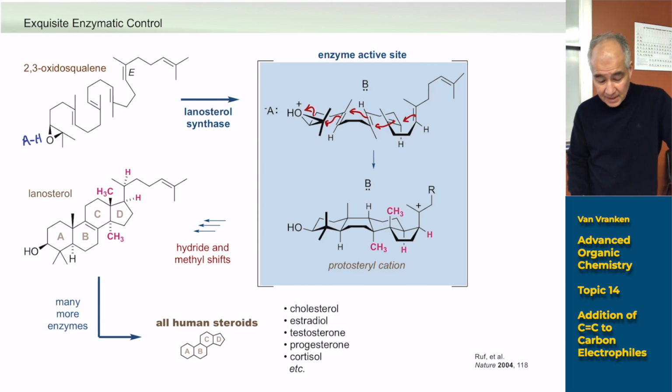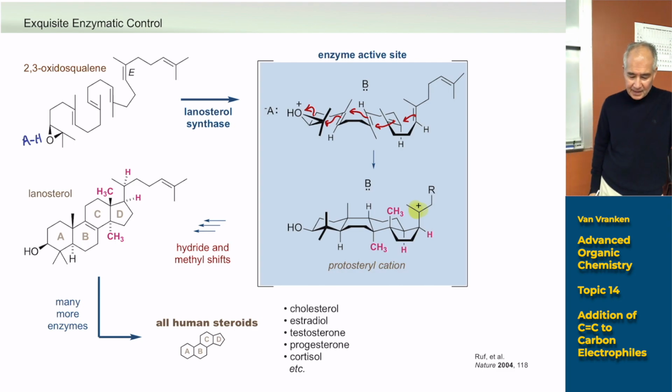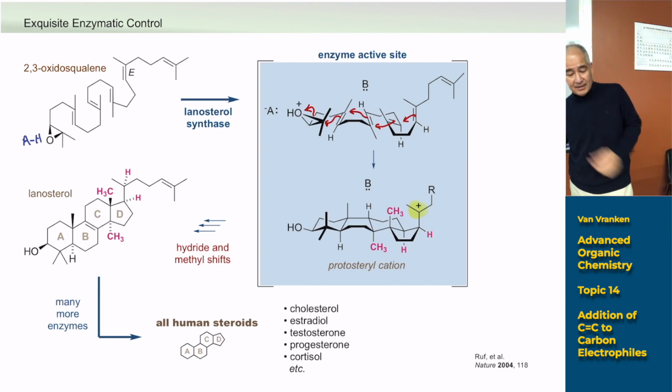And so the first intermediate that gets generated is this tertiary carbocation. People have even named it. It's such a famous carbocation. This is the protosterol cation here. There's a carbenium ion right there. And it doesn't stop there.